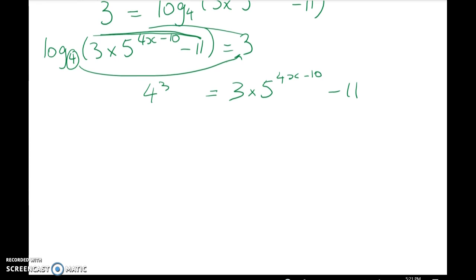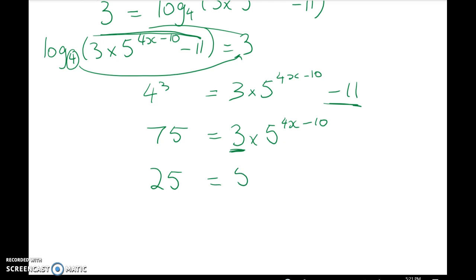So 4 cubed is 64. I'm going to add 11 to both sides, and I get 75 is equal to 3 times this. Now I'm going to divide by the 3. 25 is equal to 5 to the power of something. But we know that 25 can be written as 5 squared.